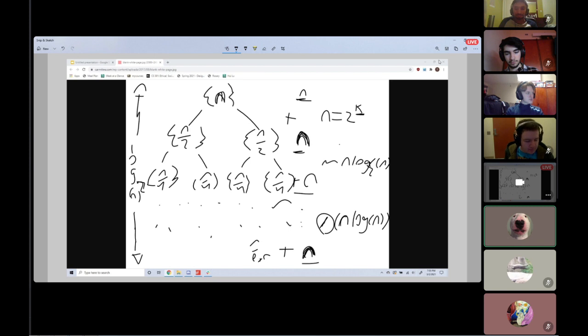So hopefully this sheds some light. I know if you're not as familiar with trees or the math being used here, this might be a little confusing for you. If you have any questions, you're welcome to ask now. But this hopefully sheds some light on why divide and conquer is preferable to the naive implementation.